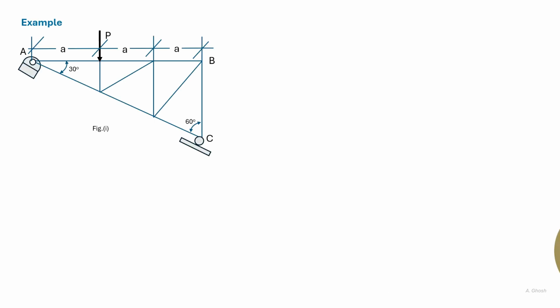We look at another example of a truss. This truss has a roller support at C and a hinge support at A. It is subject to a load P as shown. Two angles are given, the angle at A and the angle at C. The dimension A is given, and to start with, we need to look at the geometry to find the relative dimensions in terms of A.